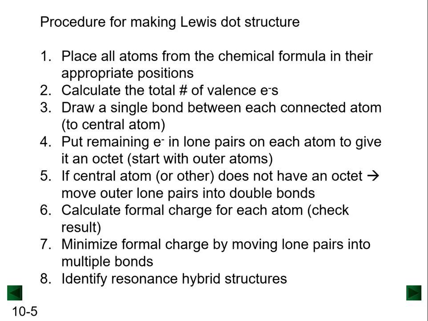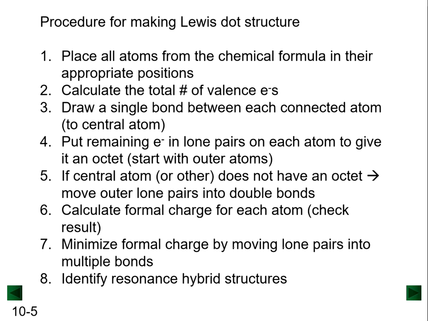First, we take our chemical formula and we place all the atoms from the chemical formula in their appropriate positions, like we just talked about on the last slide. Then, once we have all the atoms in their relative positions, we calculate the total number of valence electrons in the molecule. Each atom has a certain number of valence electrons. You know how to calculate valence electrons for atoms now. And so then we total those up for the whole molecule. Then we take those electrons and we begin parsing them out. We have to use all of them, no more and no less than the total number.